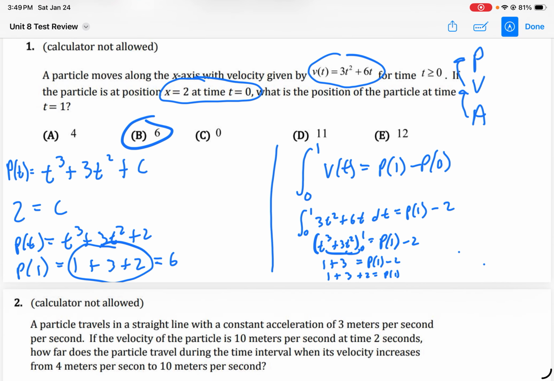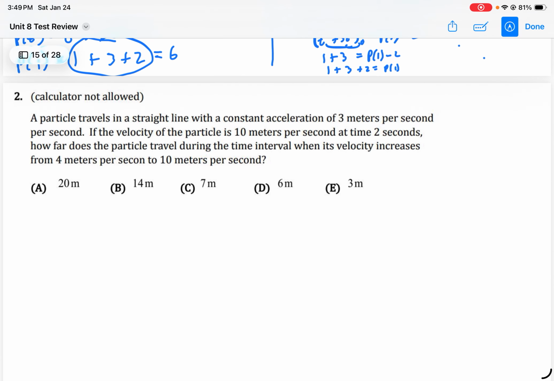So 2 ways of thinking about the same question. Either way, perfectly right. All right, number 2, calculator is not allowed. A particle travels in a straight line with a constant acceleration of 3 meters per second. Okay, constant acceleration. So acceleration is the derivative of velocity. Just going to keep that in mind. If the velocity of the particle is 10 meters per second at time 2, how far does the particle travel during the time interval when its velocity increases from 4 meters per second to 10 meters per second?